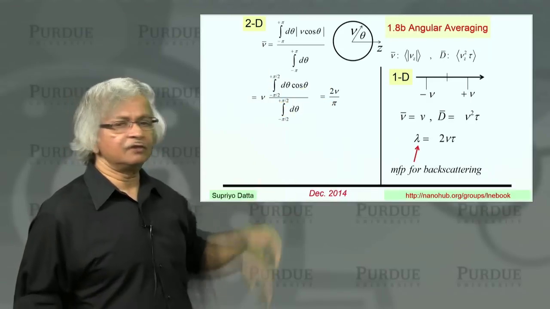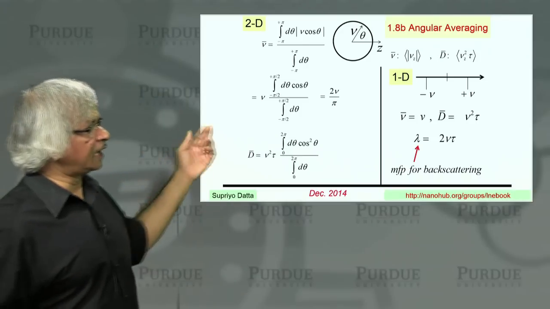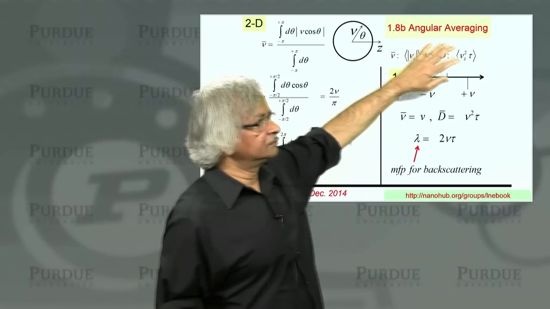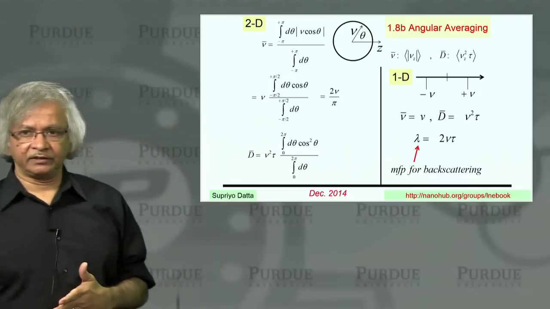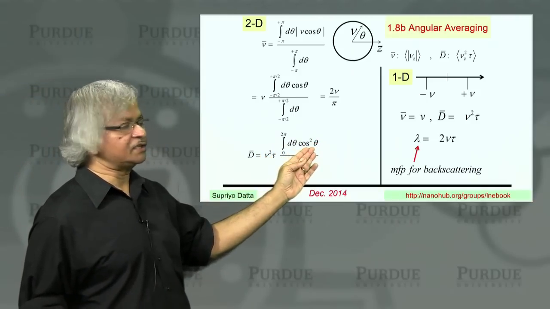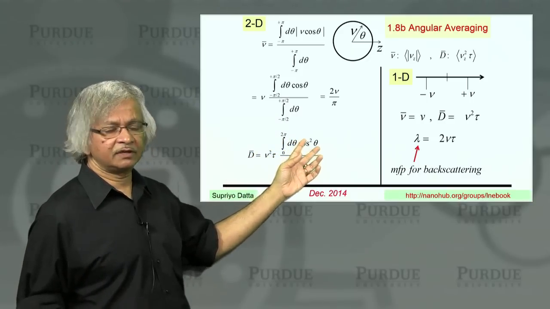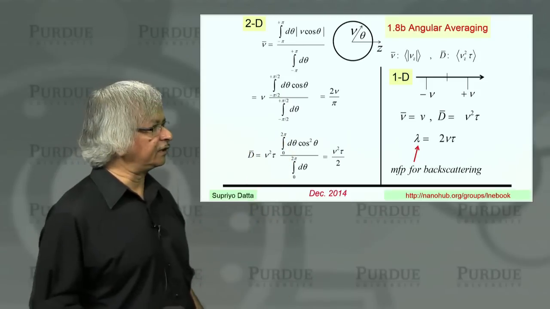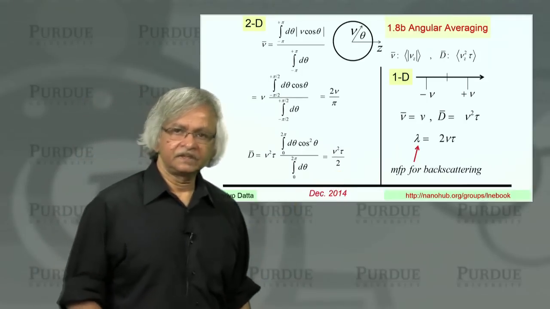Note this extra factor of 2 over pi. What about the diffusion coefficient? Well, now the average that is involved is Vz square tau. What's Vz square? That's v square cosine square theta. So I've pulled the v square out of the integral and left the cosine square theta in there. So what you have to do is integrate d theta cosine square theta divided by the integral of d theta. Again, this is a straightforward integral, and the answer you'd get is v square tau divided by 2.